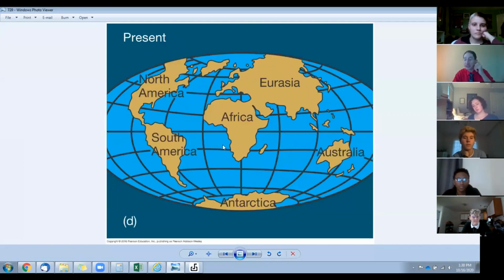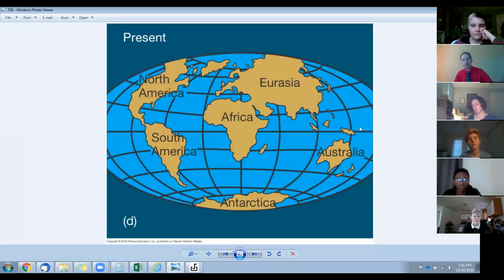And here we are, of course, in the present day, and it's continuing to move. The Atlantic is increasing and forcing the continents to shrink the Pacific. And eventually, a long, long time in the future, our west coast will run into the Eurasian east coast.